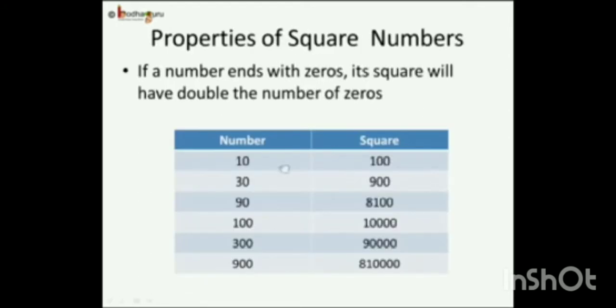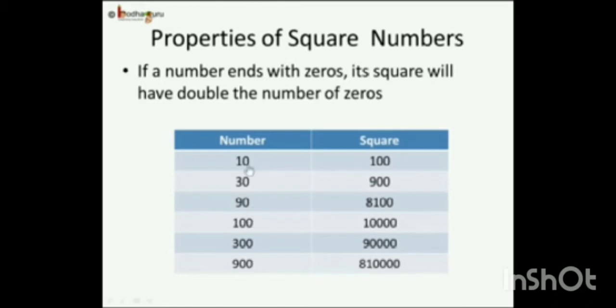One more property, if the number ends with 0, then its square will have double the number of zeros. What does it mean? Let's take an example. 10 into 10 is 100, so it ends with one 0, and in the square you see 2 zeros. 30 square, that is 30 into 30 is 900. So here there is one 0 and here you see 2 zeros. 90 into 90, one 0 here, it is 8100. 8100 has 2 zeros. 900 into 900 is 810,000. That is, here there are 2 zeros and here there are 4 zeros.